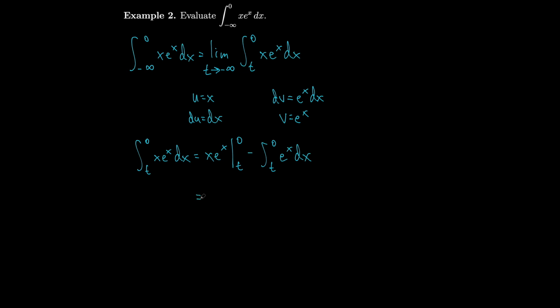So this is equal to minus t e to the t minus 1, because you just plug in 0, and then plug in t. When we plug in 0, the entire thing is 0, so we get minus t e to the t, and then the 1 is from plugging in 0 over here, and then we just have to plug in t, and we get minus e to the t, so that's plus e to the t. So this is our integral over here. Now we just have to take the limit.